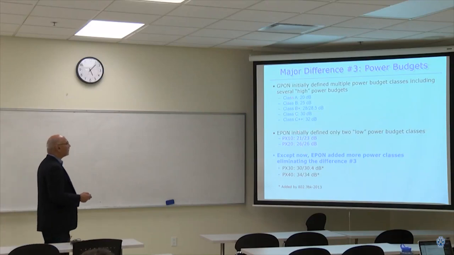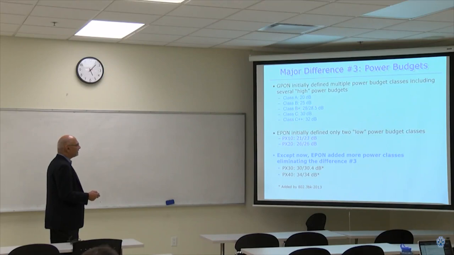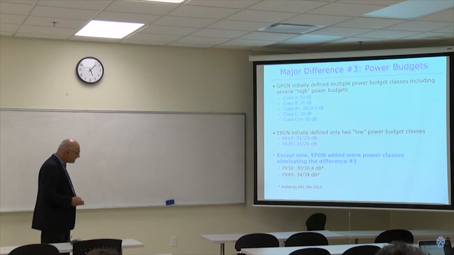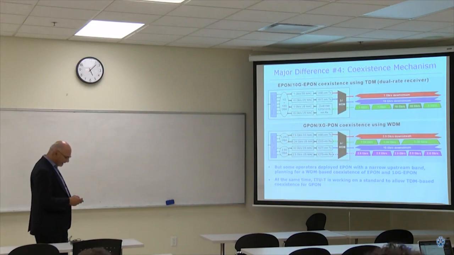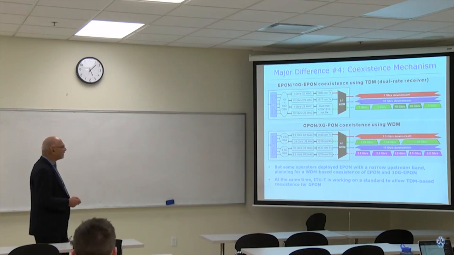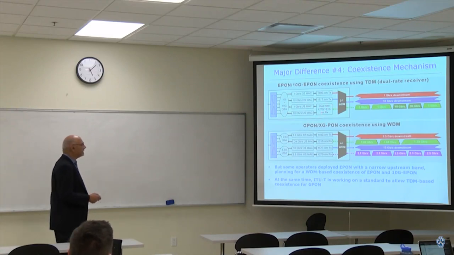Different classes of optical budget: GPON had class A at 20 dB, class B at 25, B plus at 28, C at 30, C plus. EPON did PX10 at 21, 23, PX20, and now they've added PX30 and PX40. So they're getting to be similar. Coexistence was the other thing. In EPON, if you want a 10 gig PON to coexist with a 1 gig PON, the downstreams are on different frequencies, but the upstream is shared. Here you're seeing 1 gig downstream at 1490, 10 gig at 1577, but the upstream, both 1 gig and 10 gig, is shared at 1270. GPON, on the other hand, needs 4 lambdas: 2.5 gig downstream, 10 gig downstream, and upstream. So 3 lambdas here, 4 lambdas here.